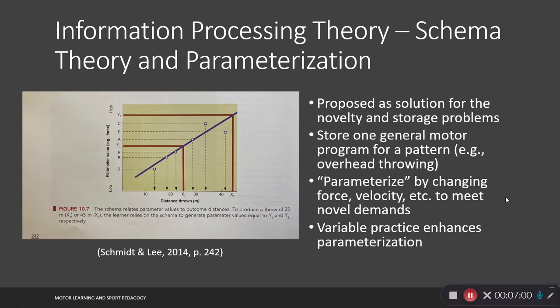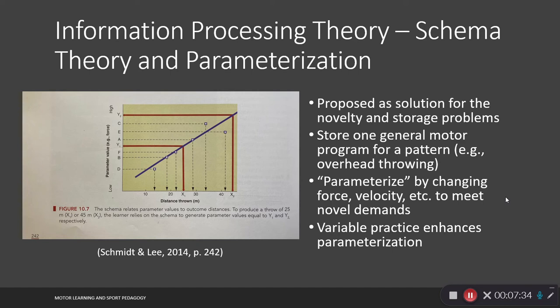There are some proposed solutions for these problems, which are schema theory and parameterization. So essentially what schema theory proposes is that we don't have a motor program for every possible movement we ever do in life. We have some very broad general motor programs. So an example would be overhead throwing. So that could be applied to baseball, throwing a football, etc. And then what we do is we parameterize, and what that means is we change things like the force and velocity to meet novel demands.